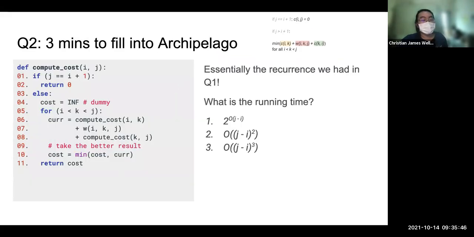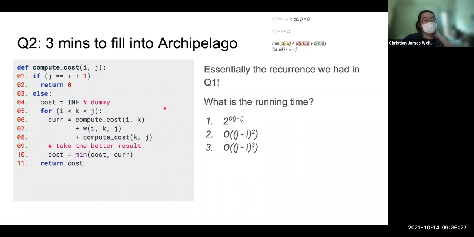The next question, which I also gave you time to fill in on the archipelago, is that you're given this algorithm to compute the cost. In the tutorial it says find tau or something, but tau is fancy, so I just call it compute cost. What it does is literally compute the recursive formulation that we proposed. This is exactly what I showed you, the recurrence: find the minimum over all the compute cost of IK, the weight of IKJ, and then compute cost of KJ. Luckily I didn't make a typo here. This is literally what they are doing.